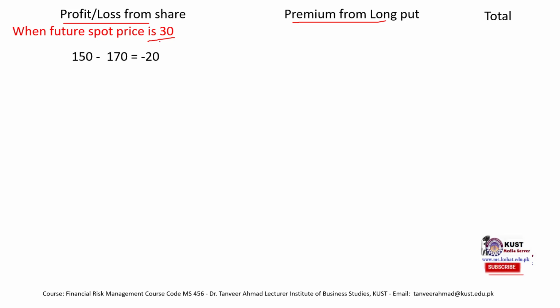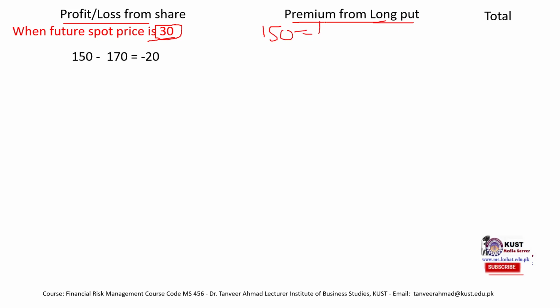So if the future spot price is 30, what would happen? The price has decreased, but remember, to protect ourselves from this decrease in price, we have a long put. So we have the option to exercise or not exercise this put option. And what is this put option? That we would sell. The K was 150.